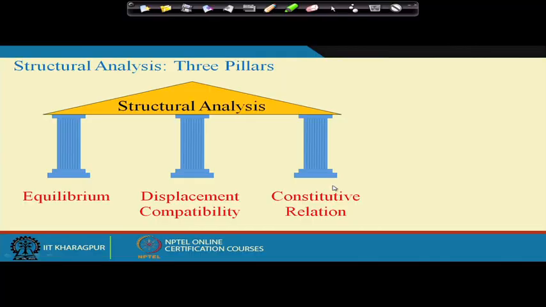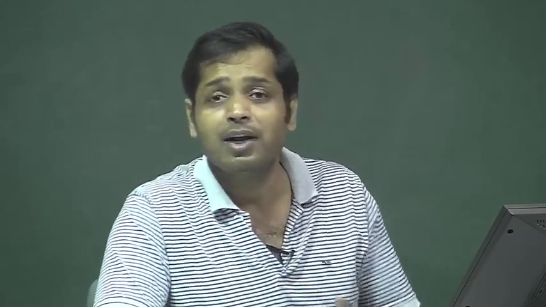But in all the methods, either force or displacement method, the premise of both the methods is these 3 pillars. But how these 3 ingredients are used, in which order they are used, depending on that we have 2 methods, force method and displacement method.